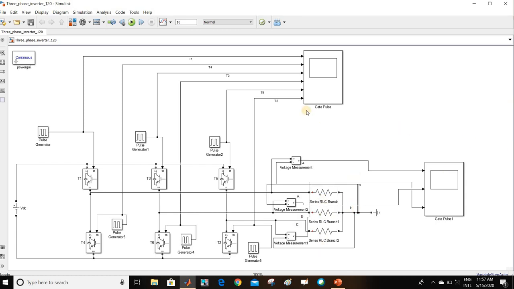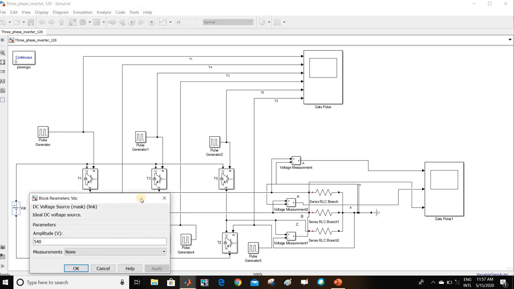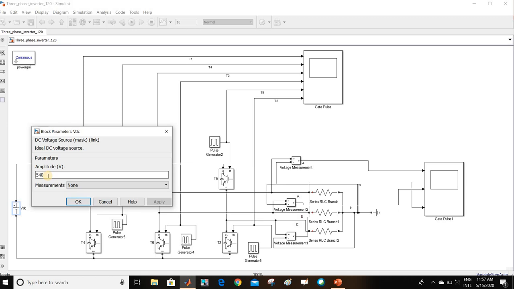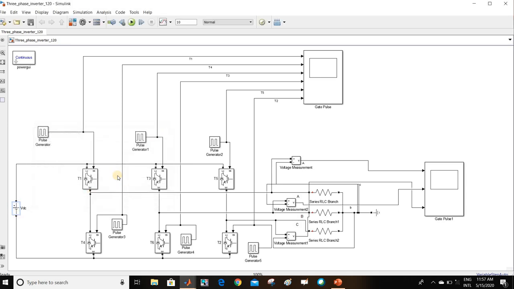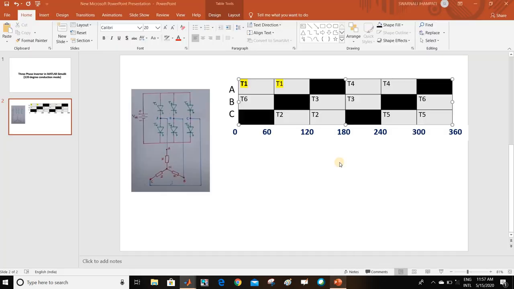Now coming to the values for the parameters in the circuit. VDC we have given as 540 volts. Next, thyristor 1. If we move to the table, we can see thyristor 1 will trigger at 0 degree.